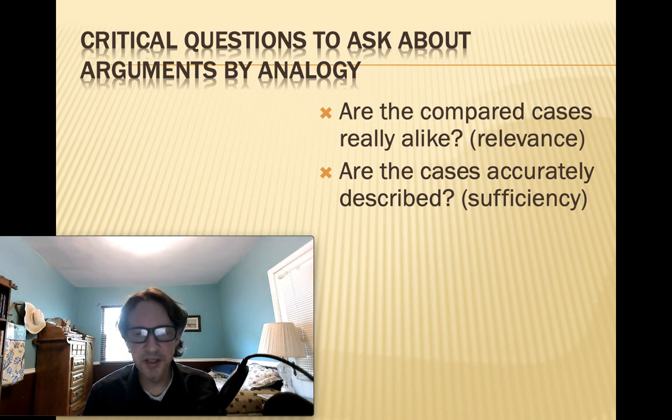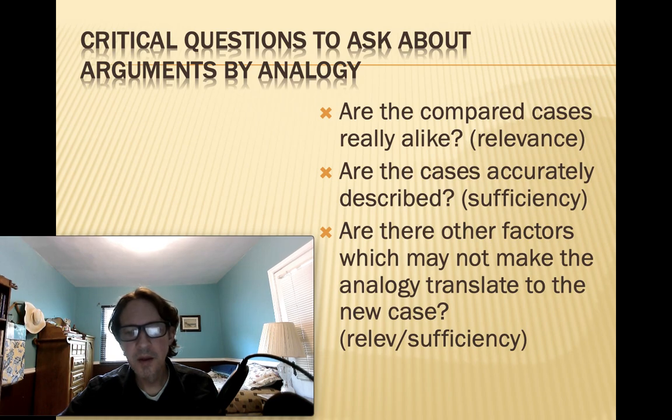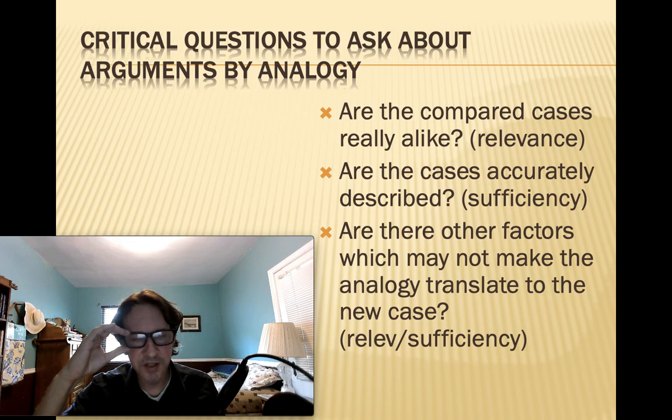Are the cases accurately described? Again, a question of relevance or sufficiency. Maybe prisoners are paid a little bit of money, right? Maybe the work that prisoners do helps them reduce their sentence or something like that. And then are there other factors which may not make the analogy translate to the new case? Again, potentially a question of relevance or of sufficiency. One other factor here, again, being the prisoners have committed a crime and are being punished, and slaves did not.